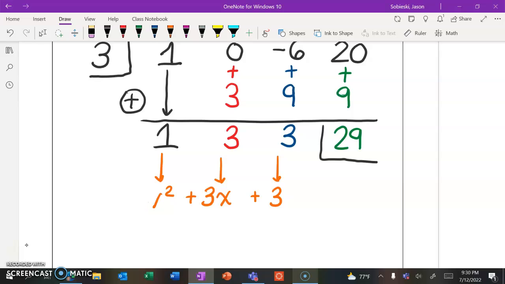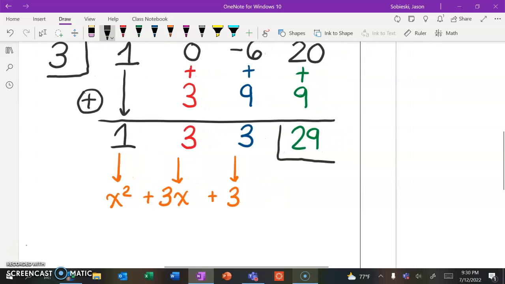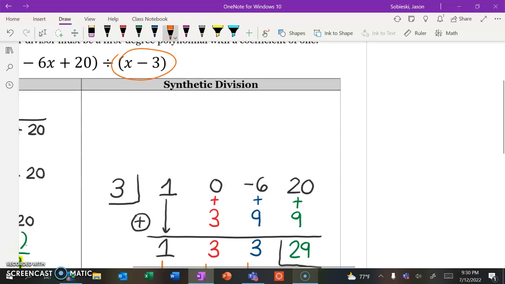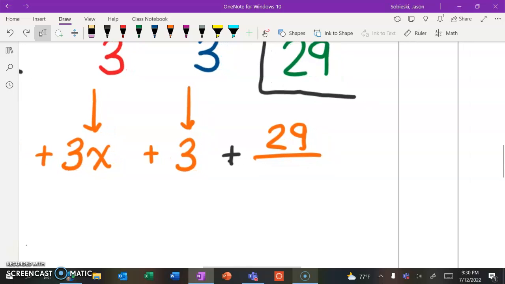I can erase the 1 out front because we don't really need that. And once again, we have this remainder. So we need to say plus 29 over our divisor, which we started with was x minus 3. So all over x minus 3.